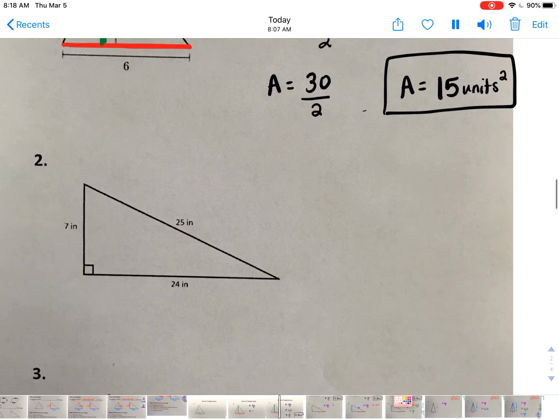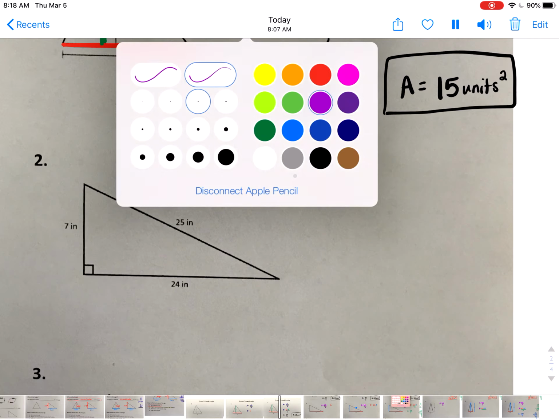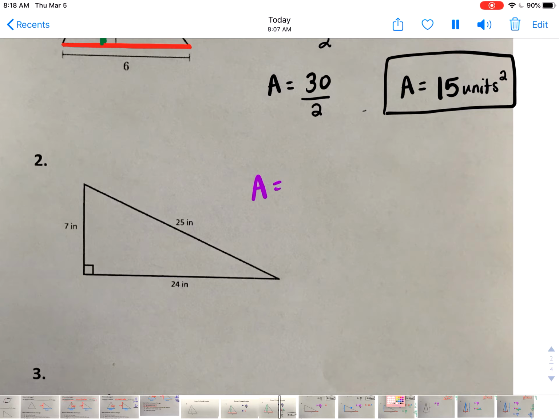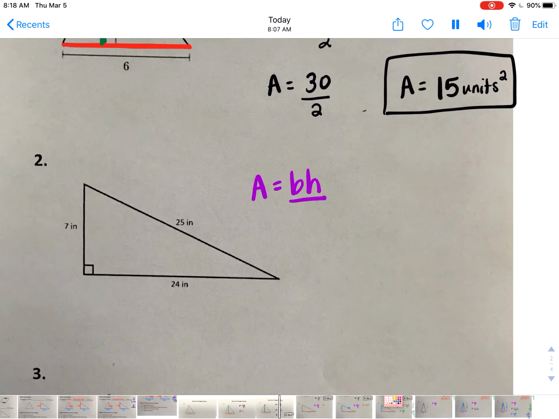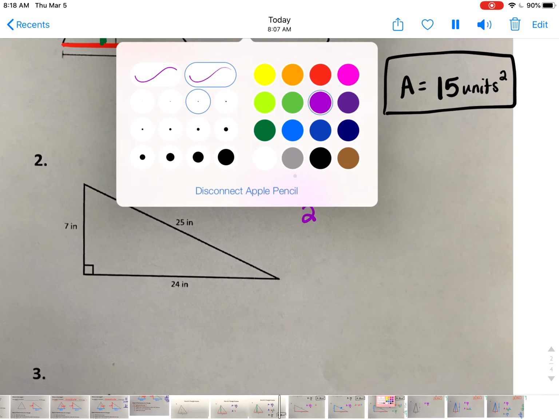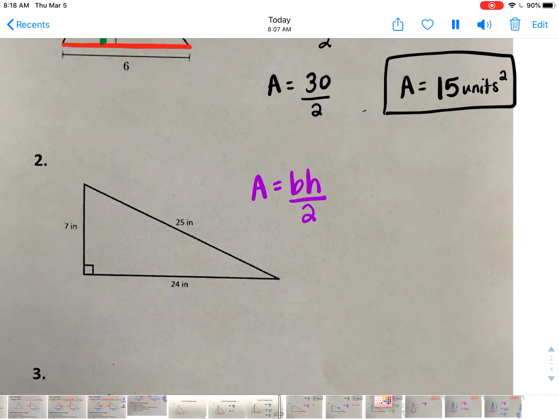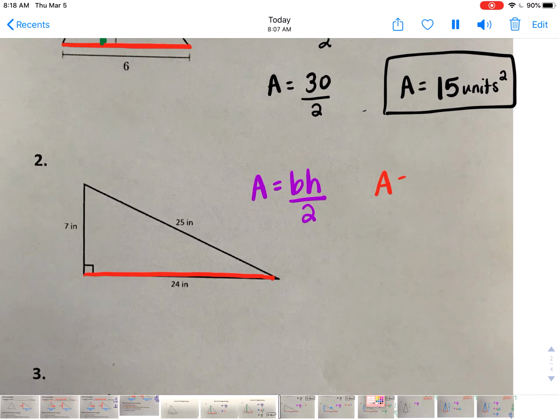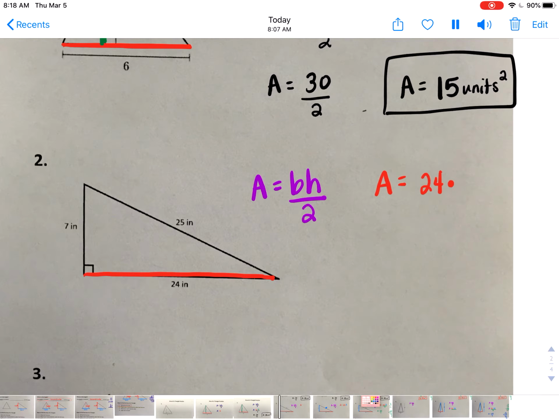And what are we going to start with on this one? Any guesses what we're going to start with? The formula. We always start with the formula. Area equals base times height divided by 2 is the one I'm going to choose again. So now let's find our base. And the bottom of my triangle is this right here. So area equals, the base is 24 times my height.